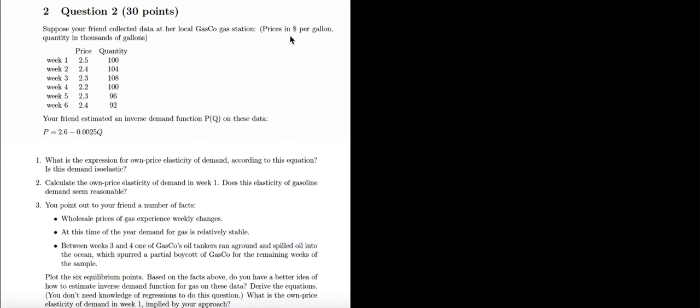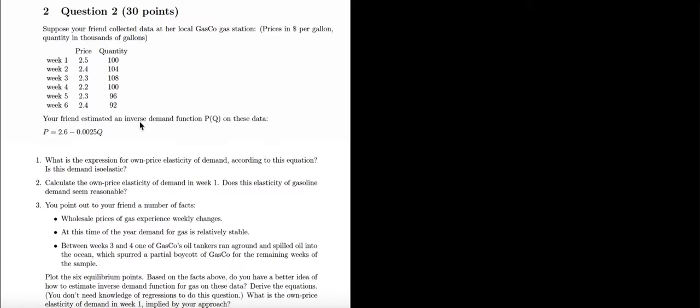So today we are going to be talking about this problem about inverse demand functions and own price elasticity. So this is the question. Suppose your friend collected data at her local Gasco station. Prices in dollar per gallon, quantity in thousands per gallon. So we have the data right here.